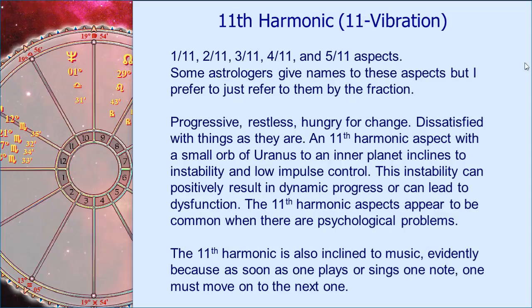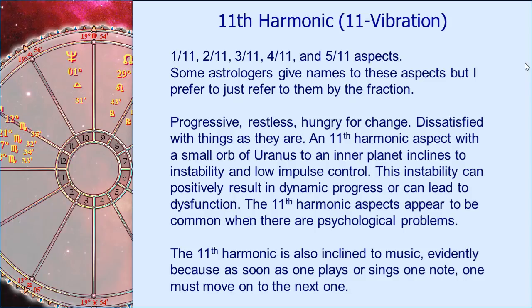11th harmonic. This is the 1/11, 2/11, 3/11, 4/11, and 5/11 aspects. You might be curious, how many degrees is that? Actually, at this point, we're not that concerned with it because the computer software will calculate these things for you anyway. So we really just want to know what the meaning is. What do these aspects mean? They are unstable. These aspects, the 11th harmonic aspects, are progressive, restless, and hungry for change. They can't sit still. They're dissatisfied with the way things are.